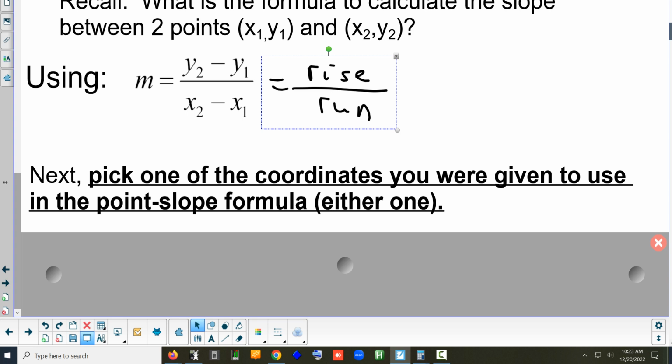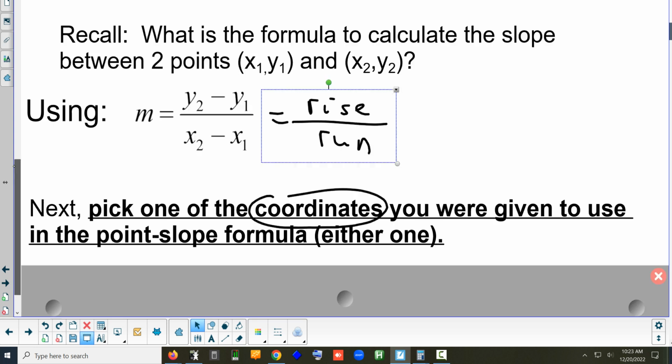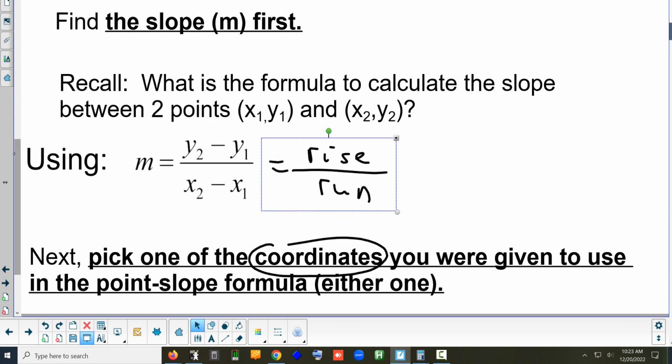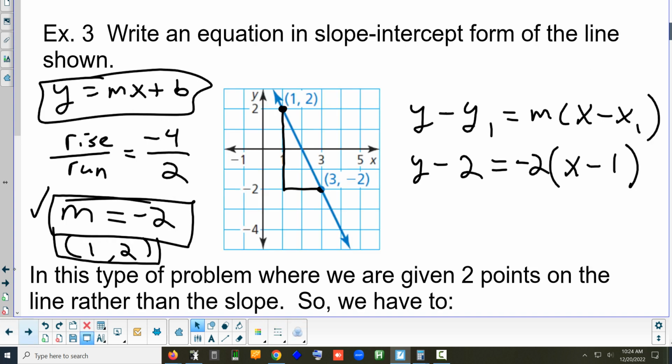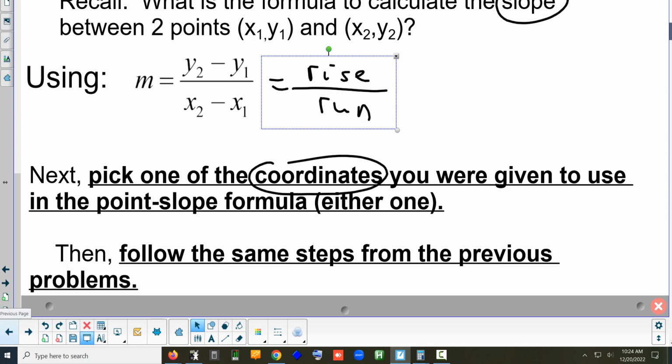Now, once you choose one of the coordinates, you're going to have a coordinate. You're going to have the slope. And once you have a coordinate and a slope, it's just like this problem. So from here, you follow all the same steps that we've already done. So that's the last thing. Then follow the same steps that we've done before.